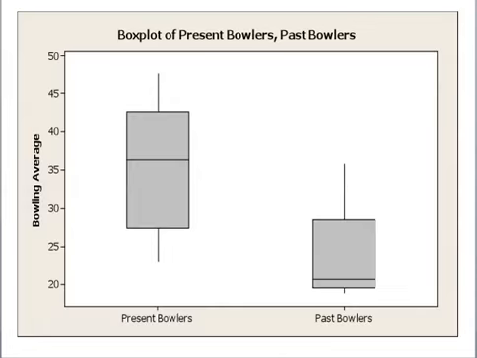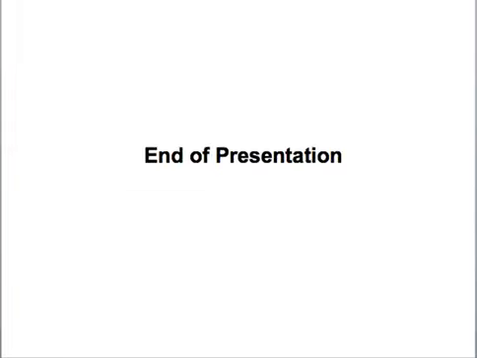Now here are two box and whisker diagrams. We use box and whisker a lot for comparing two sets of data. So this shows the bowling average of the present bowlers of a cricket team, and also the bowling average of past bowlers of the cricket team. All right, and you can easily compare these two, the performances of the bowlers. All right, that brings us to the end of the presentation on Unit 3, stem and leaf diagram, quartiles, and box and whisker diagram.